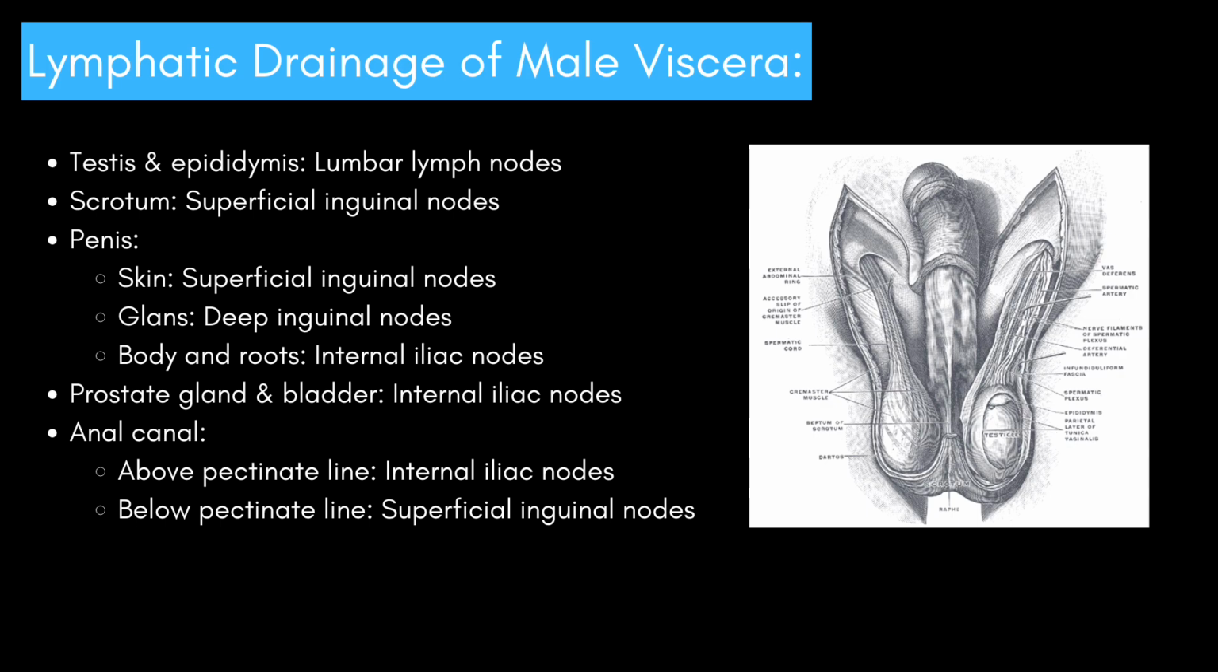Let's start off by taking a look at the lymphatic drainage of male viscera. Testis and epididymis: lumbar lymph nodes. Scrotum: superficial inguinal nodes. Penis, skin: superficial inguinal nodes. Glands: deep inguinal.